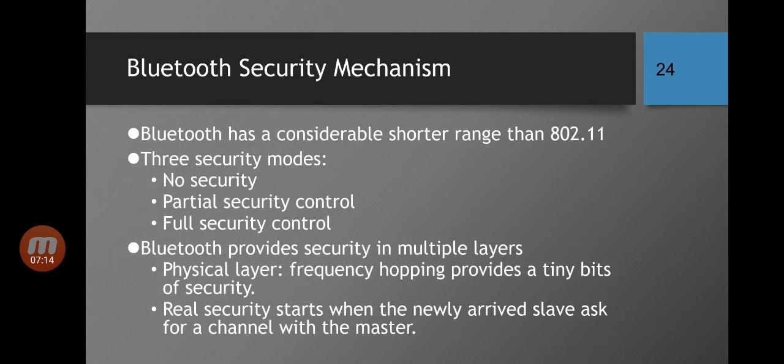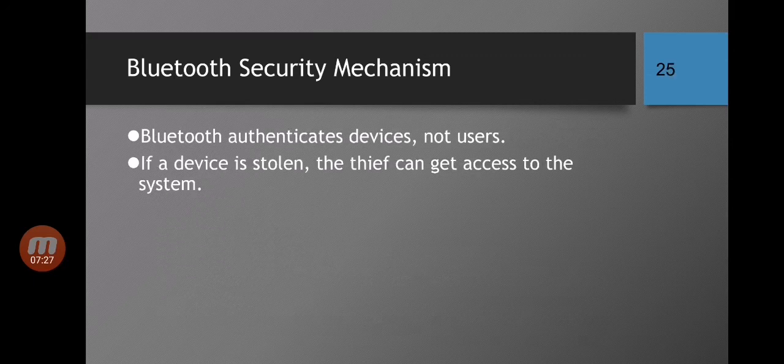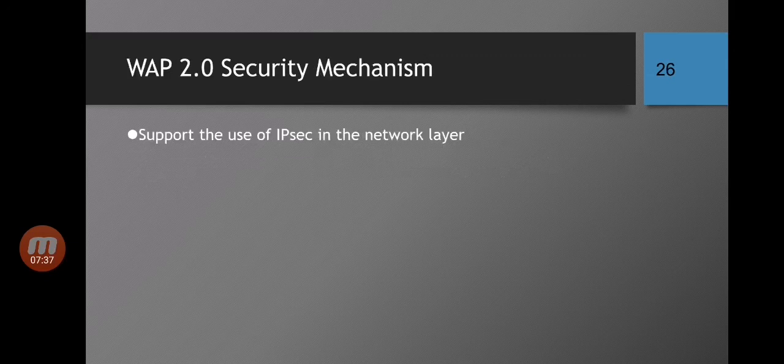The security is on the physical layer, where frequency hopping provides a tiny bit of security, and real security starts when the newly arrived slave asks for a channel with the master. So Bluetooth authenticates devices, not users. So if a device is stolen, the thief can gain access to the system. WAP security mechanisms support the use of IPsec.